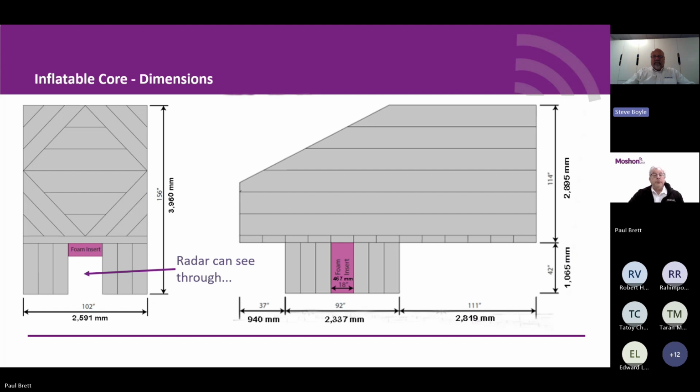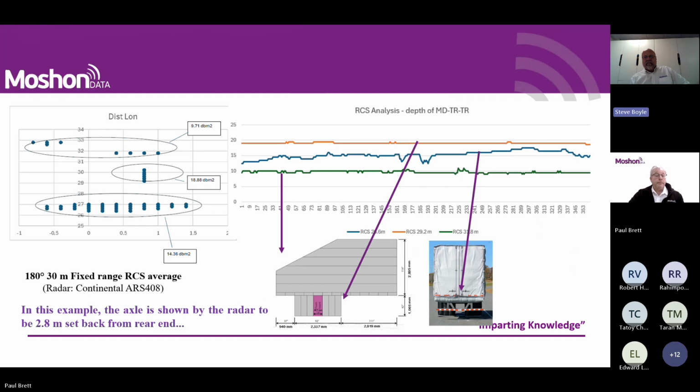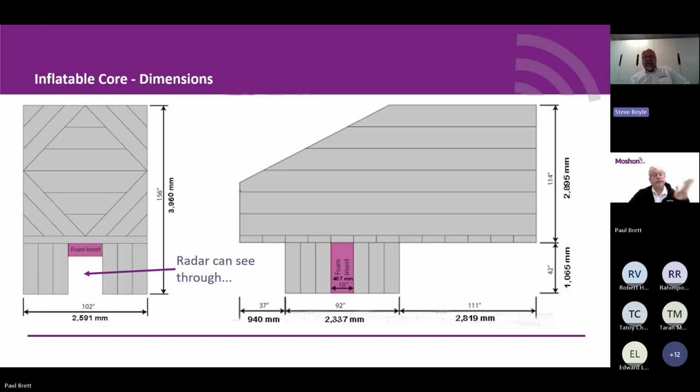And here, this is just a side view showing dimensionals, the different things to do with it. And you can see here that this is where the radar can see through. So the foam sections are around here and here, and then obviously the radar can see underneath and out through to the other side.